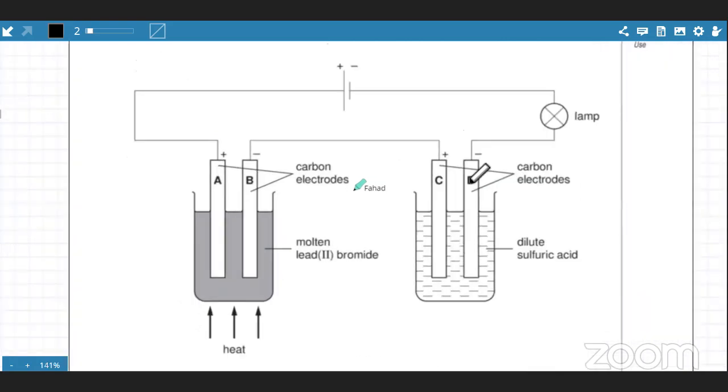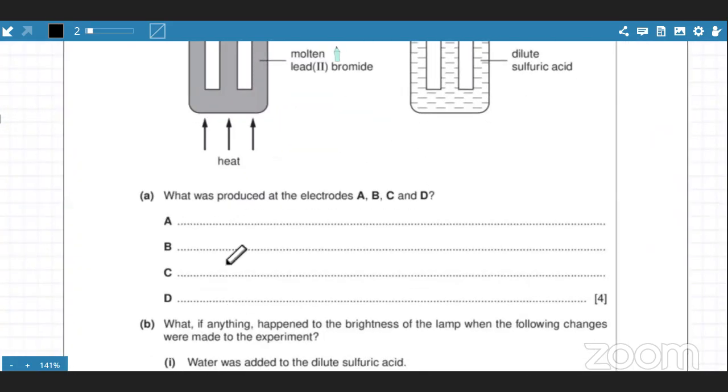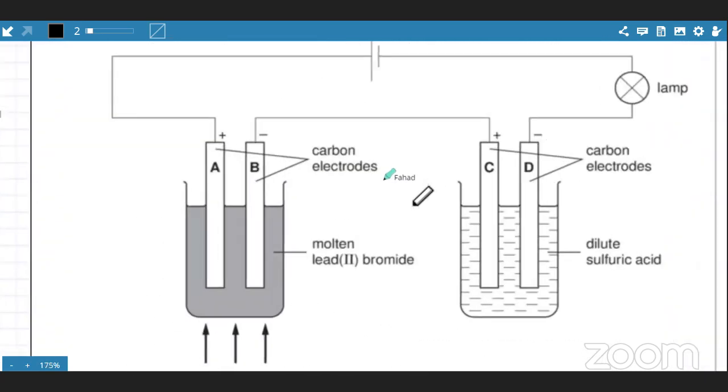Both of them are getting electrolyzed. This is your cathode, the negative side, and the positive side is your anode. You have your electrodes on both sides. Now, you're being asked what was produced at the electrodes A, B, C, and D. So we need to figure out what the products are going to be. I'm going to start off with A and B.